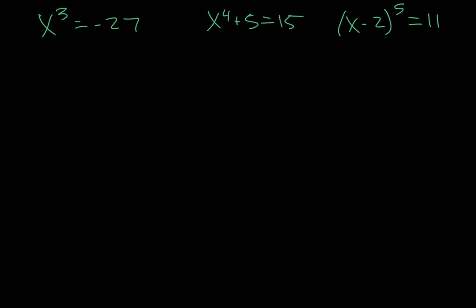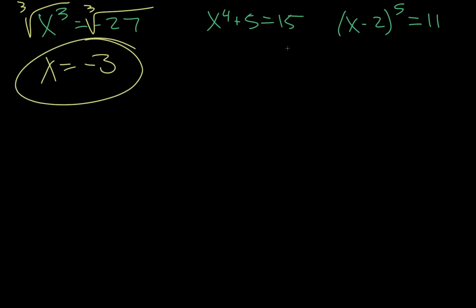Okay. So what we need to do to get rid of an exponent is do the inverse root for that. So in this case, a cube root. And that's going to give us an x. And the cube root of 27 would be 3, but since it's negative, it's a negative 3. Negative 3 times negative 3 times negative 3 is 27.